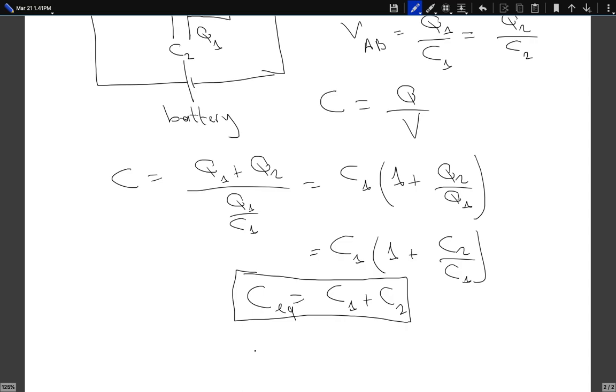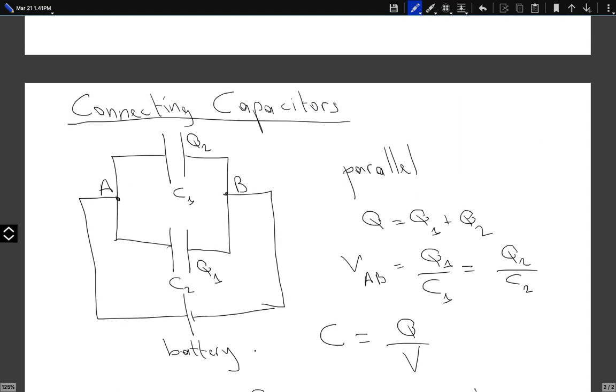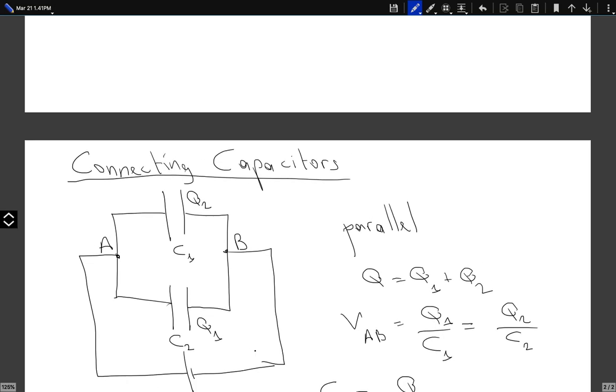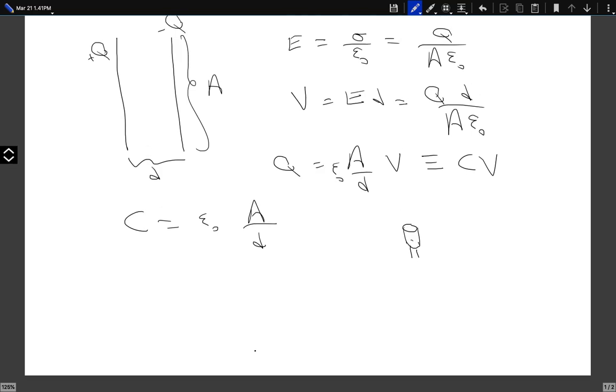Another way of looking at this is, let's just imagine these two systems are made up of two parallel plates, and their separations are the same. So their capacitances are just proportional to their area. You see, we had already seen in the parallel plate capacitor, it's proportional to the area if d is the same.